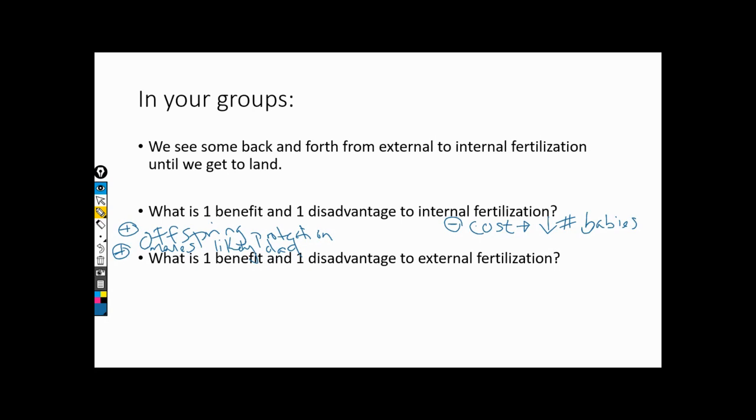What about from mom's perspective? From mom's perspective, this is great. I get to pick the father of my children, blah, blah, blah. But there is a big cost to mom here, because she's doing more of the protection largely here, because she has to carry around the offspring for a larger portion of time.